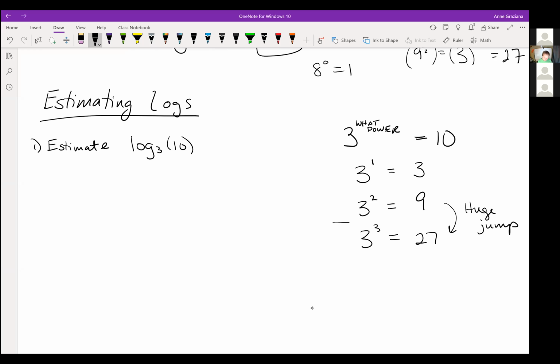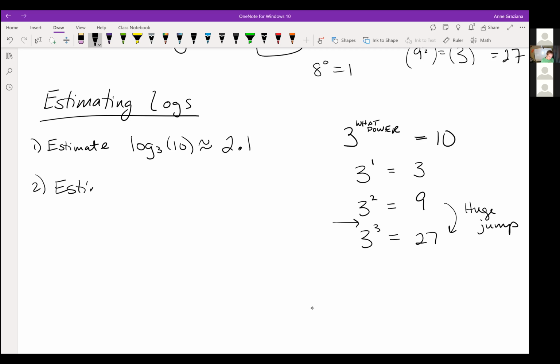But our answer is somewhere between 2 and 3. What would you say? 2 point what? Say like 2.1, right? It's very, very close. 10 comes right after 9, so the exponent has to be right after 2. Does that make sense? Any questions on that? All right, let's try a couple more.